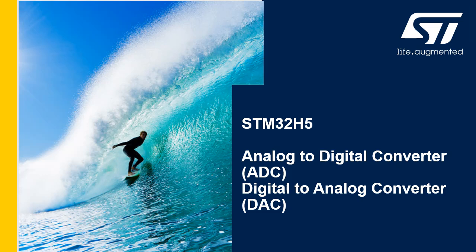Hello and welcome to this presentation of the STM32H5 Analog-to-Digital Converter, or ADC, and Digital-to-Analog Converter, or DAC. It will cover the main features of ADC1 and ADC2, which are used to convert analog voltages, like sensor outputs, to digital values for further processing in the digital domain. The DAC is used to convert digital signals to analog voltages, which can interface with the external world and also with on-chip peripherals such as comparator and operational amplifier.